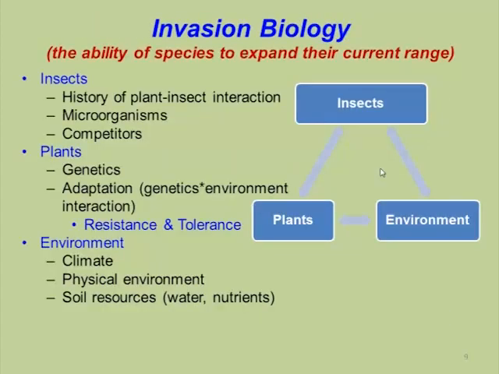Now I want to introduce this invasion biology concept. That is the definition: the ability of species to expand their current range. When you think about it, the invasion process is not really an easy process. Insects or plants have to go through a series of biological or abiological factors, blocks that they have to go through. When we're talking about insect invasion biology, we have to really focus on the history of the plant-insect interaction, for example, whether they evolved together or this is a recent evolution or more long-term.